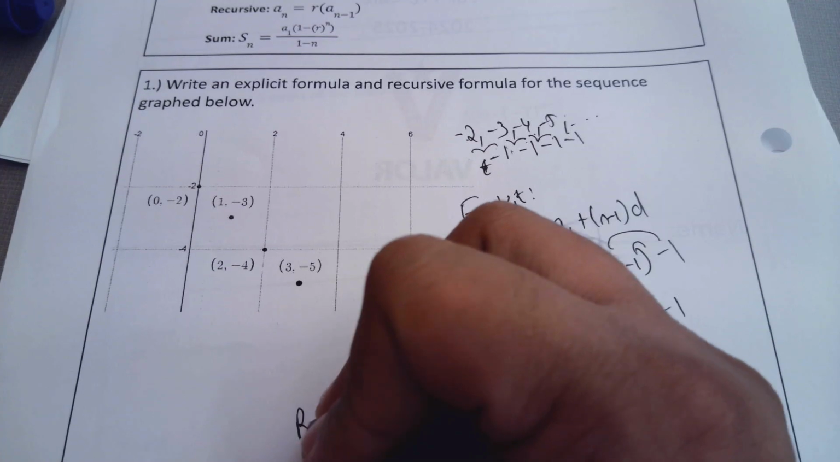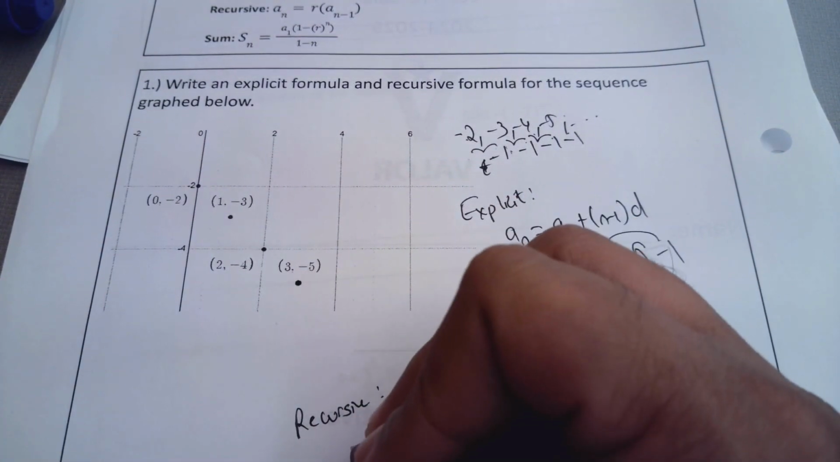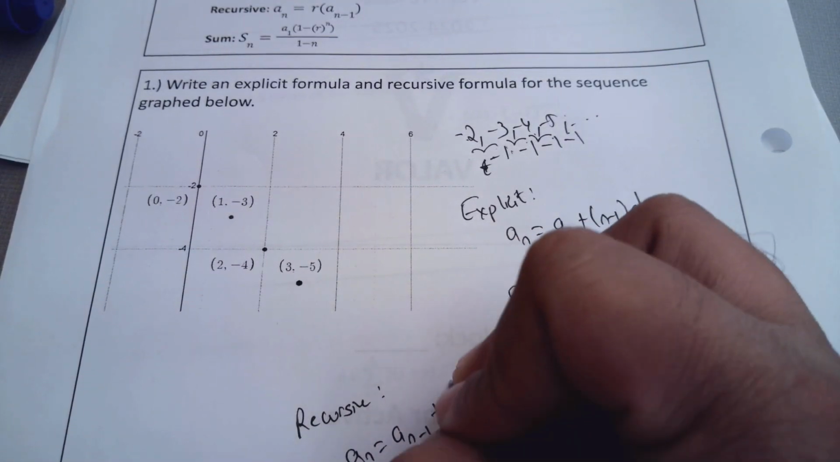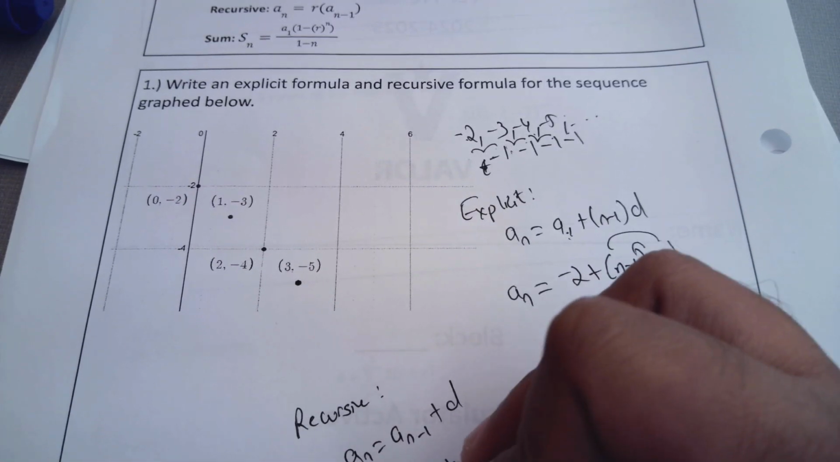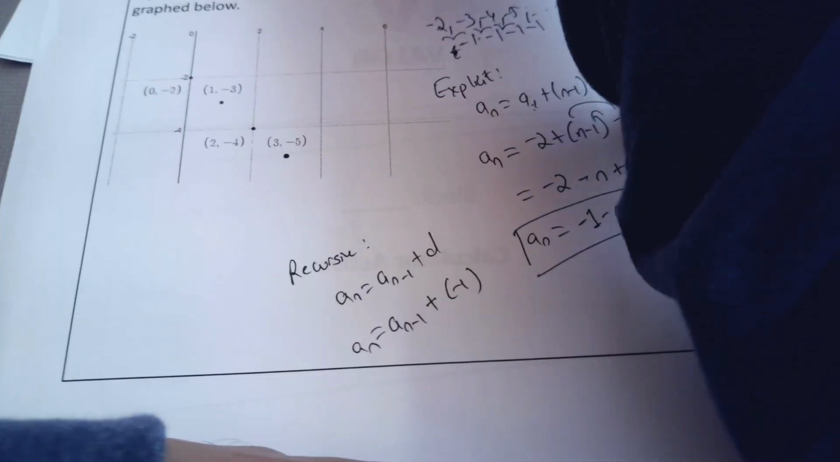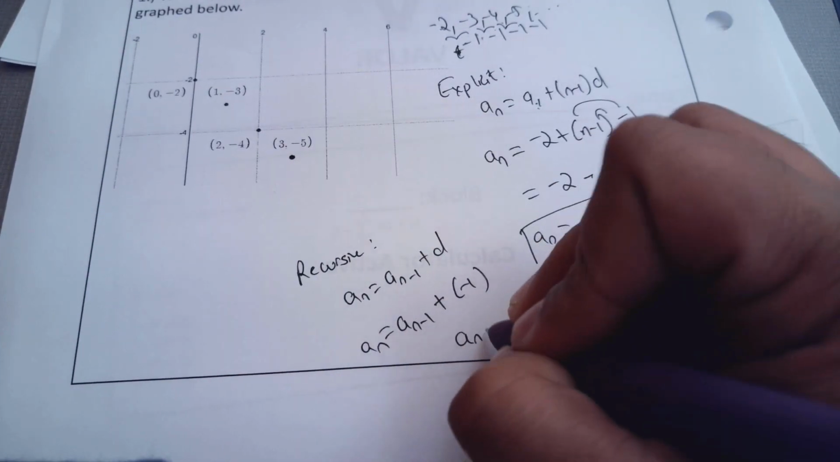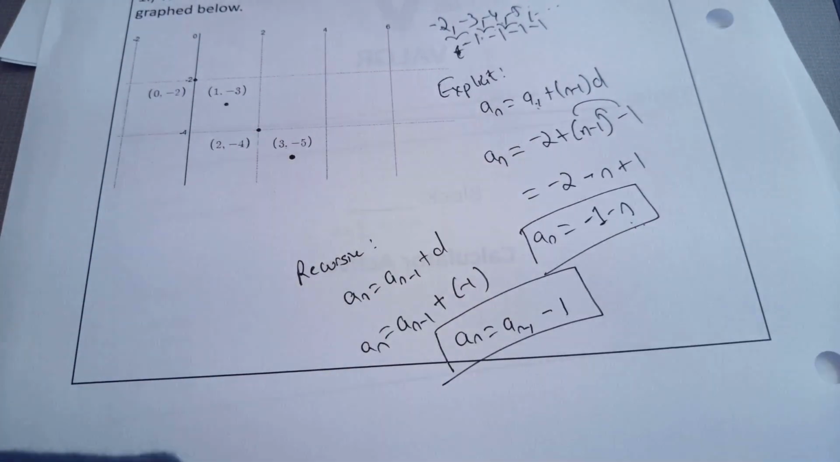Recursive way: the formula for that is a of n equals a of n minus 1 plus d, where your d is -1. So it's a of n minus 1 plus -1. Let's simplify that. A of n equals a of n minus 1 plus -1, which is basically a of n equals a of n minus 1 minus 1. That's our answer.